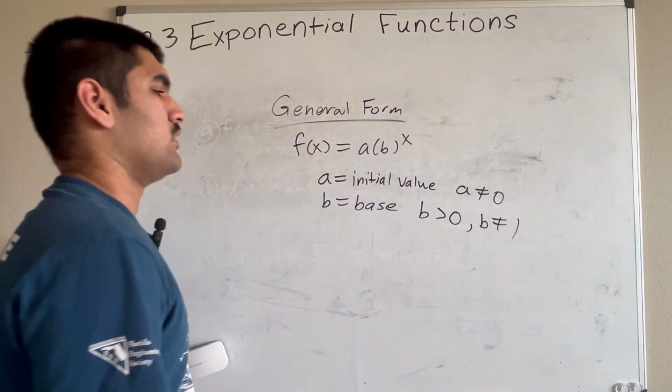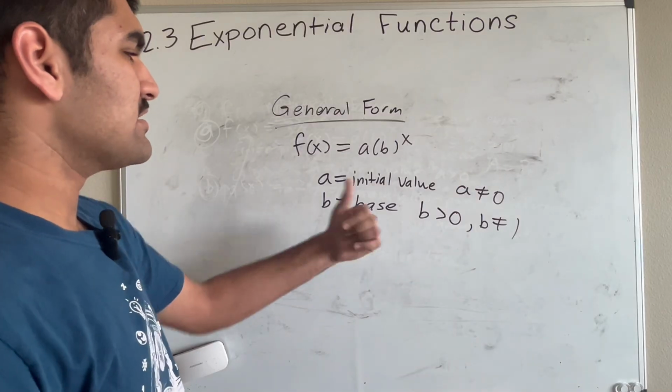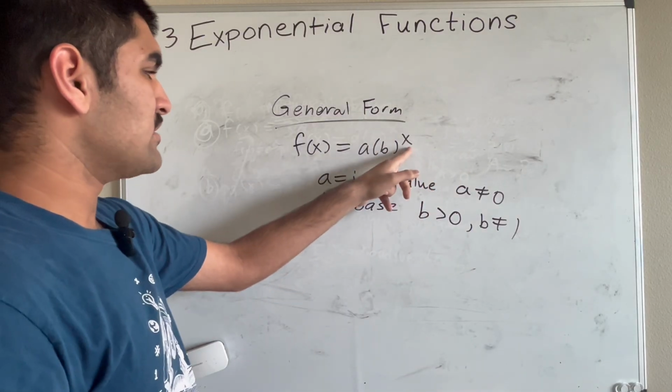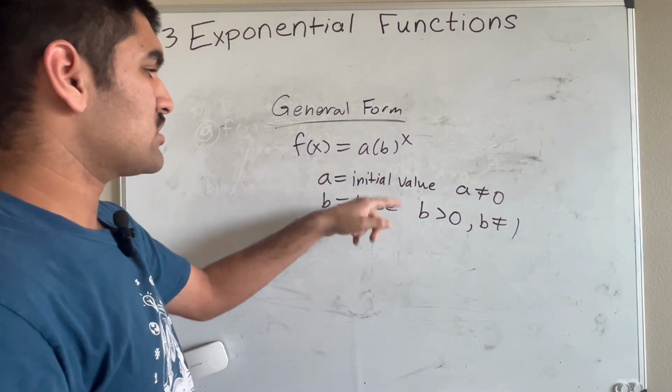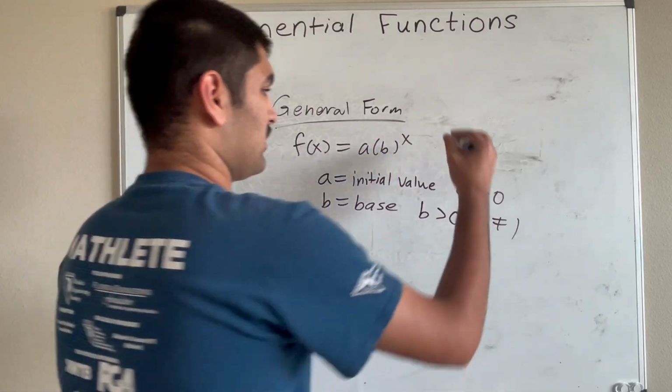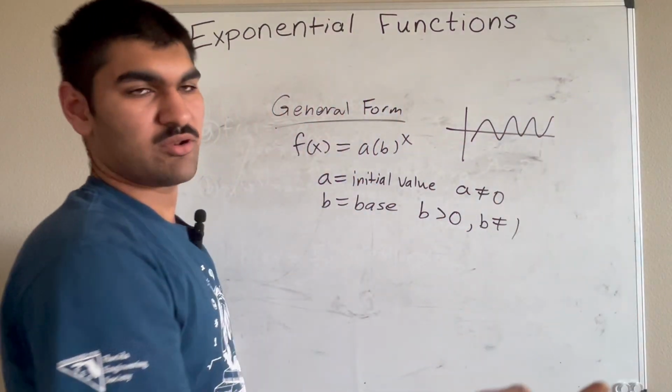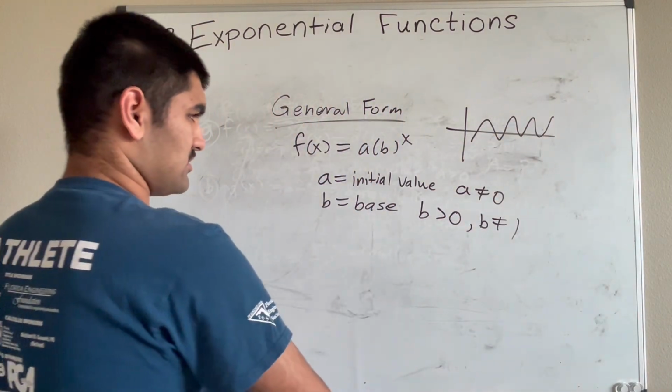The reason for this is that if b is less than 0, then you have a negative number raised to an exponent. And if this exponent is odd, then it's going to keep changing signs. So on the graph, it's going to fluctuate like that. And that's not exponential, right? So that's why b has to be greater than 0.